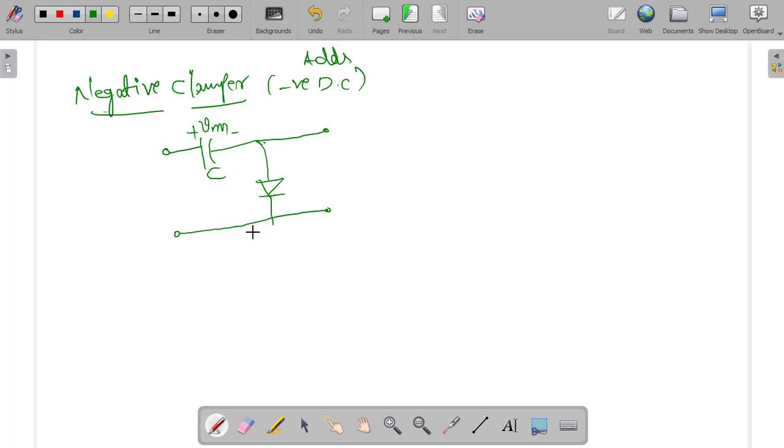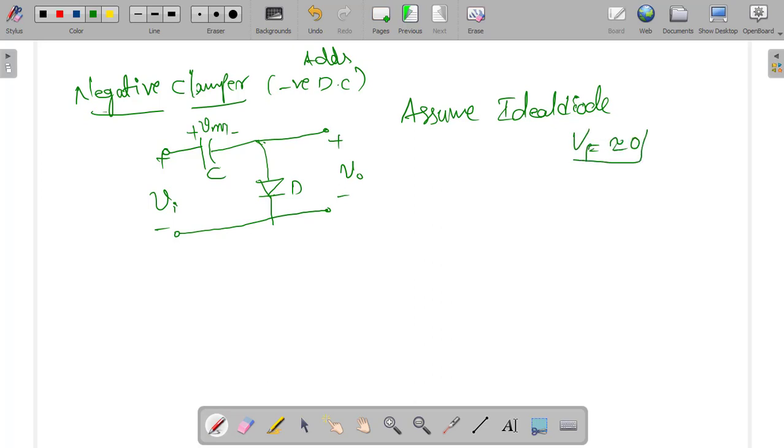Now this is your input and this is your output. And this is your diode. Let us assume the diode is an ideal diode. An ideal diode is nothing but there will be no forward voltage drop, the forward voltage drop is approximately 0. Clear? Now we will go for conditions.